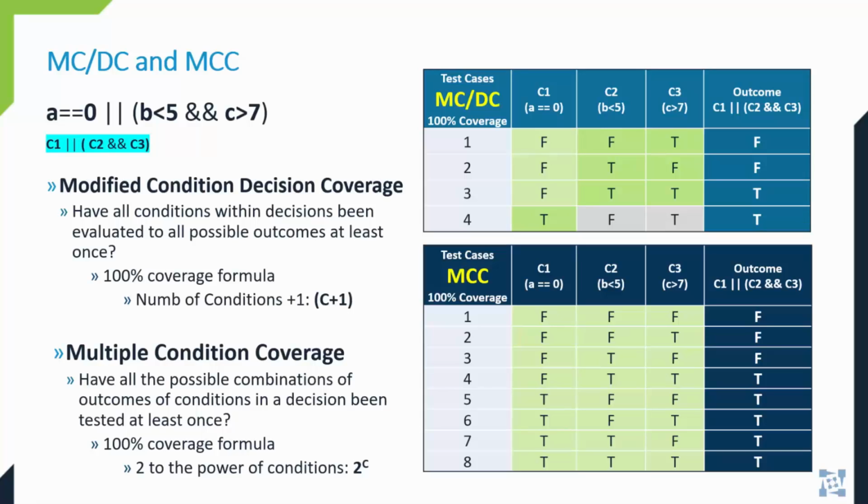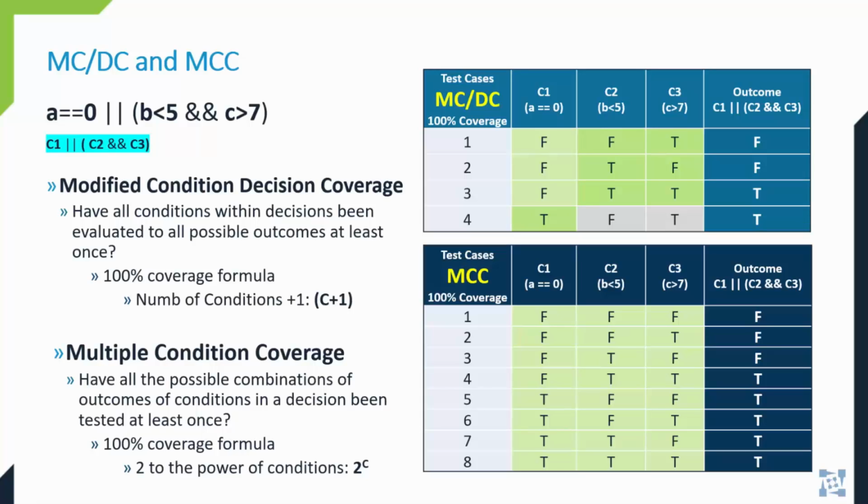There's actually a formula for MCDC in determining the minimum number of test cases required to satisfy 100% MCDC coverage. It's the number of conditions plus 1, and the table clearly illustrates this.